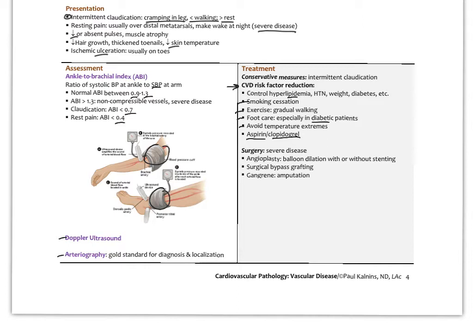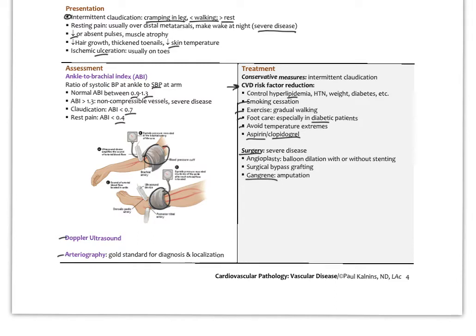For severe disease, surgery is the option, and angioplasty, where they put a balloon in there, they dilate the blood vessel, and they might put a stent in as well to keep the vessel open. Surgical bypass grafting, and then worst case scenario, if there's very severe ischemia that leads to infarction, there might be gangrene, and that might require amputation. So that is kind of the more advanced cases.